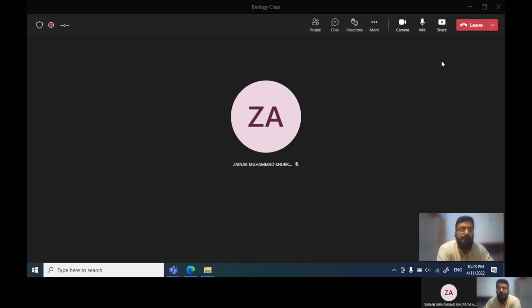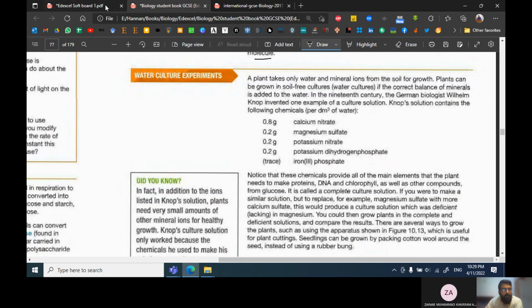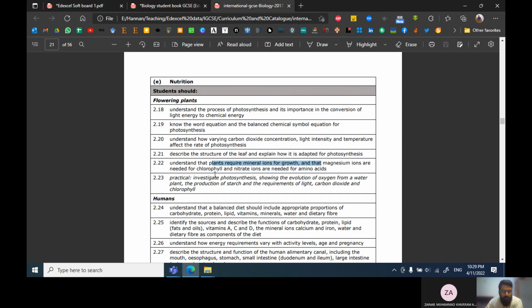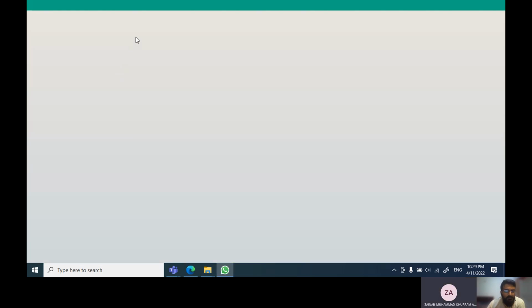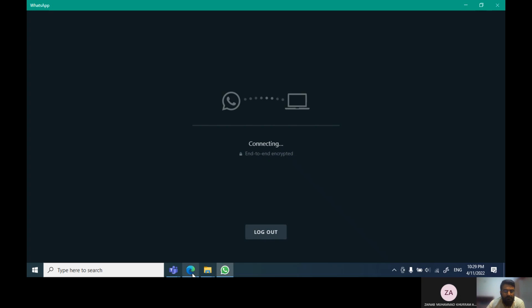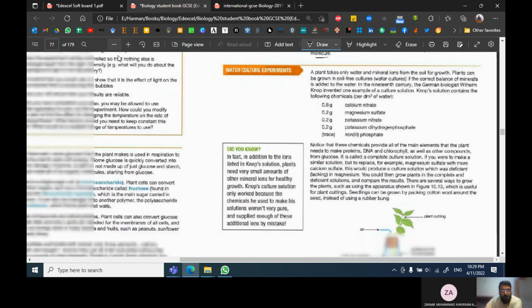So, any question? No, sir. We have completed this. Minerals, chlorophyll, ions. Yes, we have completed this. Where are we off to next? We need to look at some of its practicals. Oh, wow. Okay. What practicals are we aiming to do? Investigate photosynthesis, showing the evolution of oxygen from a water plant and production of starch, and the requirements of light, carbon dioxide, and chlorophyll. Oh, these are too many experiments.